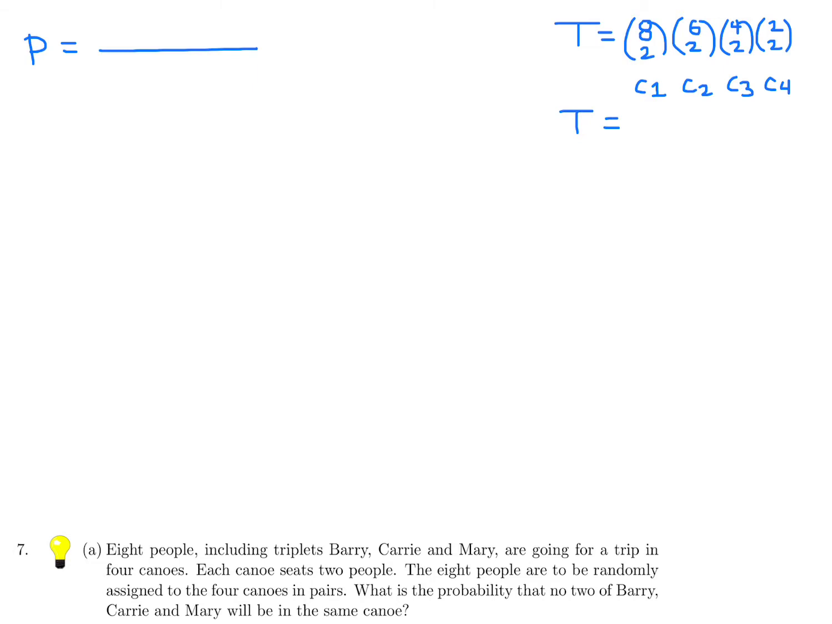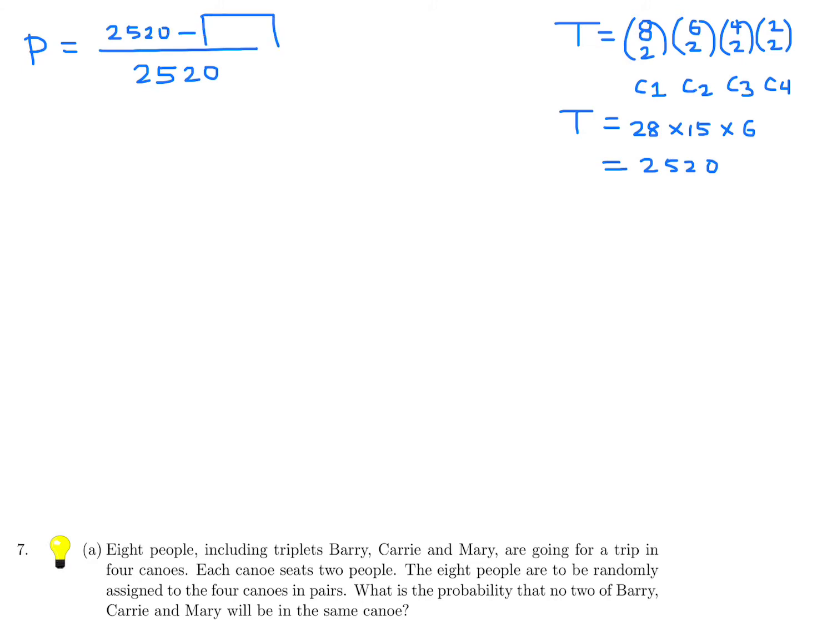So when you do this math, you have to multiply these, by the way. It becomes 28 times 15 times 6, and that is 2520. So 2520 is what goes in the denominator. Now, we have to figure out the numerator. The numerator is a specific condition which states that no 2 of Barry, Carrie, and Mary will be in the same canoe. All right. I think it's a little bit easier to figure out the opposite, where they are in the same canoe, and then subtract it from 2520.